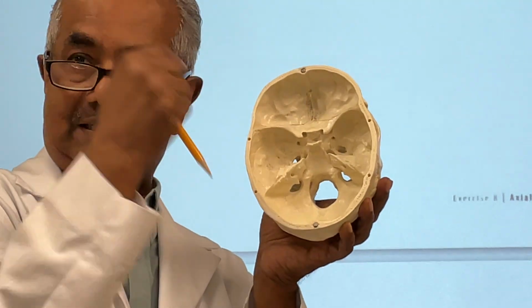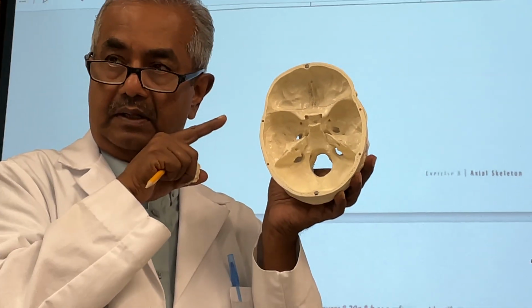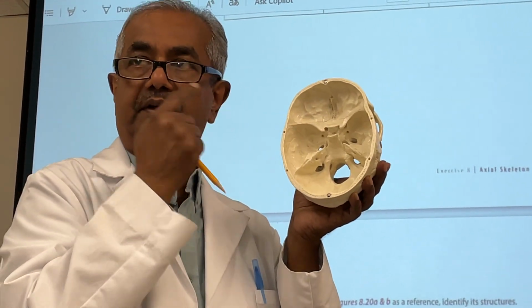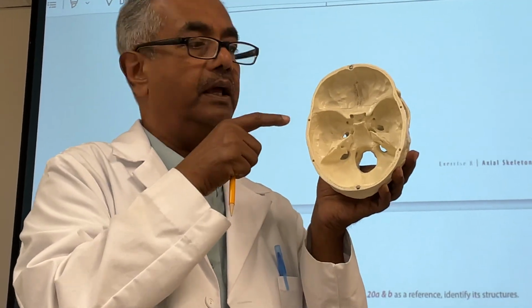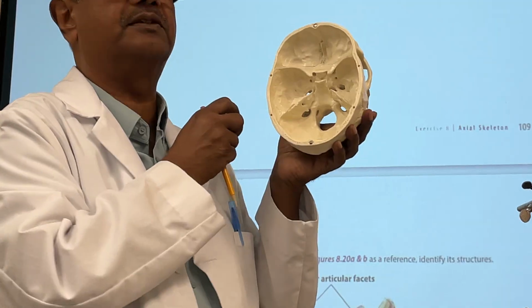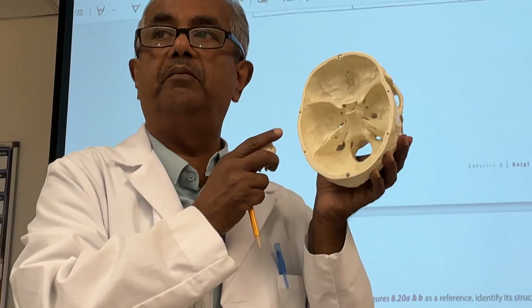That's why it's like a sieve, and that's where the olfactory nerves pass. Olfactory nerves are the nerves for smelling. So the olfactory nerves pass through these little sieves. That's called the cribriform plate.